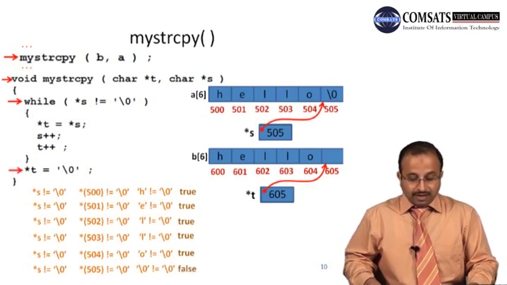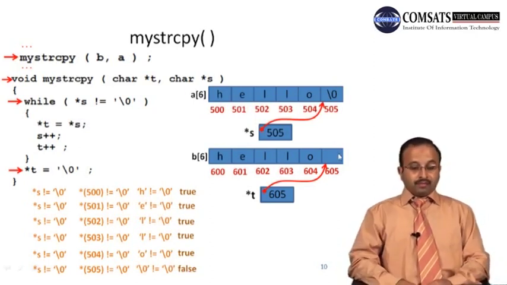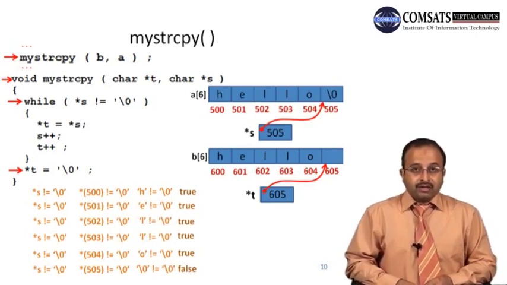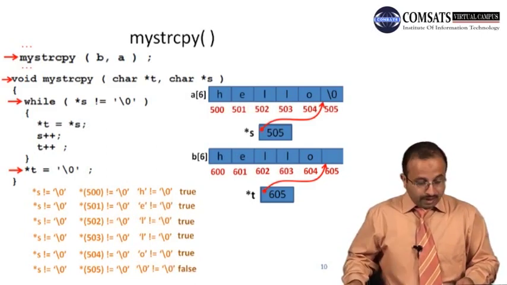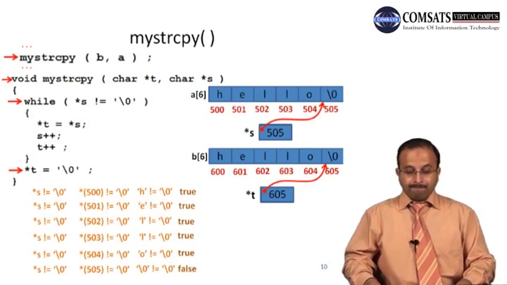It comes out of the loop and inserts null at the *t position. Why does it insert null over here? Because it's the job of the string copy function that when it has copied all the characters or all the alphabets from the second string into the target string, then at the end of the target string it should insert the null character. So after the loop we insert the null character at the end of that string, right?